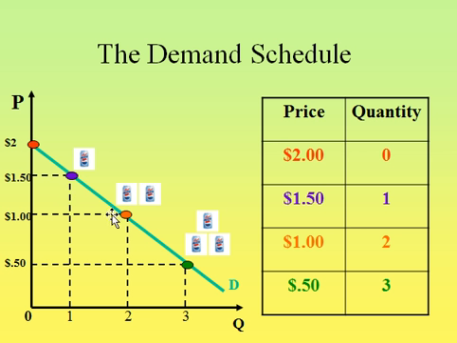Getting cheaper again, go down to 2. The price goes down to $1, quantity demanded is going to be 2. And the same thing for 3. This demand schedule is going to create my demand graph.